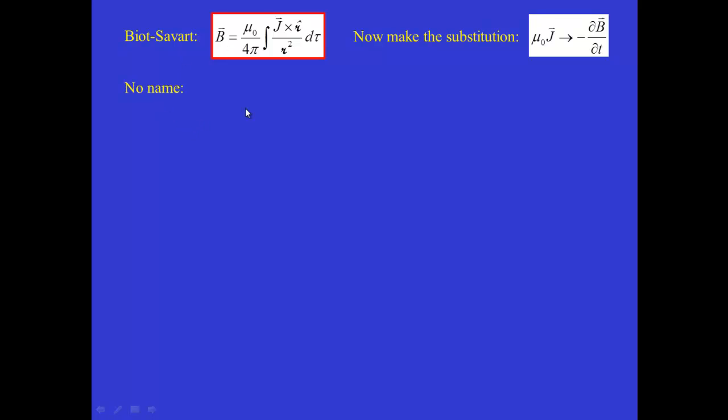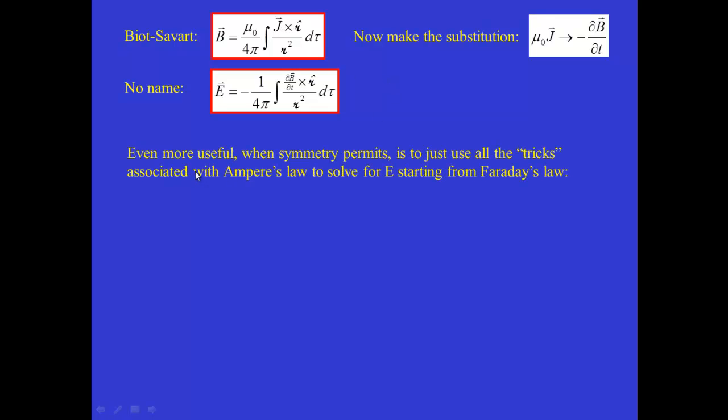And there's no name that I know of for the equation that results, but replacing B with E and replacing mu naught J with minus dB dt, we have an expression for this kind of Faraday field that's produced by a changing magnetic field, in much the same way that a magnetic field is produced by a current flow. Okay? And more usefully, when symmetry permits, we can use all the tricks associated with Ampere's law that we use to solve for B, and use these tricks to solve for E starting from Faraday's law.